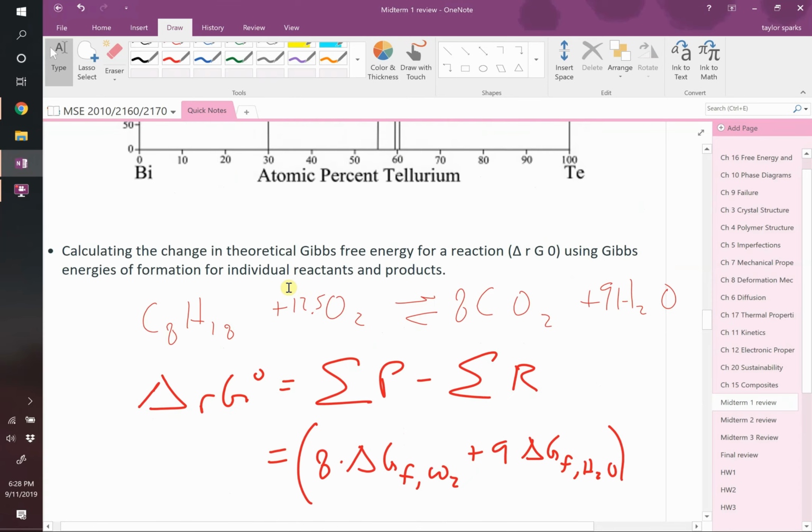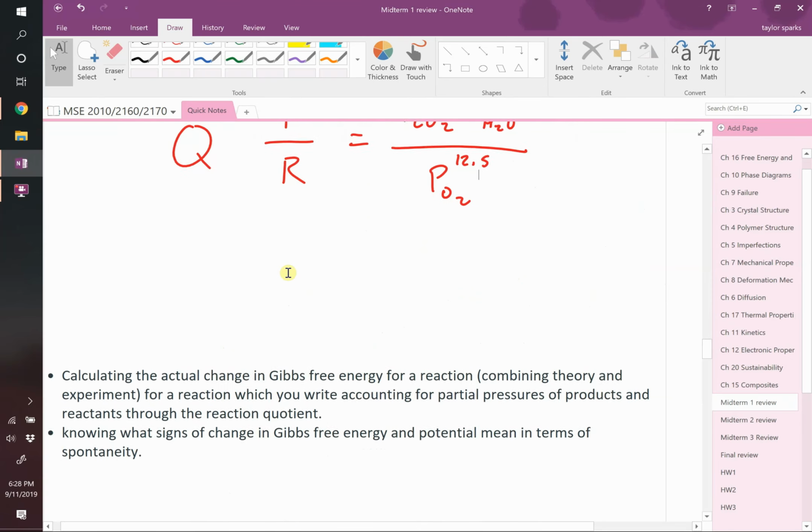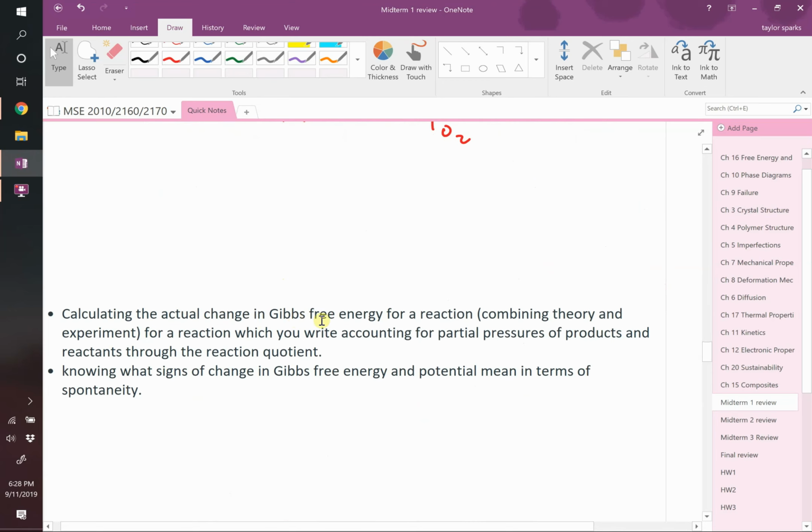So there was more up here. We did change in Gibbs free energy. Calculate the actual change in Gibbs free energy for a reaction combining theory and experiment, accounting for partial pressure. We did that. Know what the signs mean. Any ambiguity? A negative sign is spontaneous for free energy. A positive sign is not. Just the opposite for voltages. A positive voltage is spontaneous. A negative voltage needs to be provided. A negative free energy, yeah. Well, by good you mean spontaneous. Yeah. Yep.